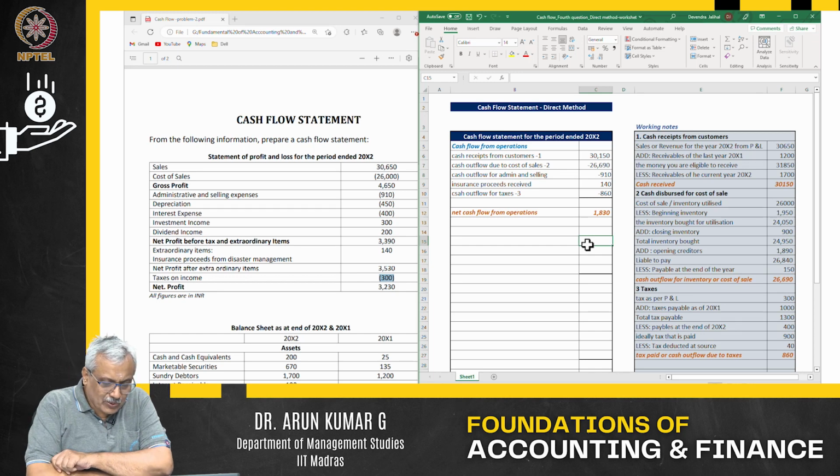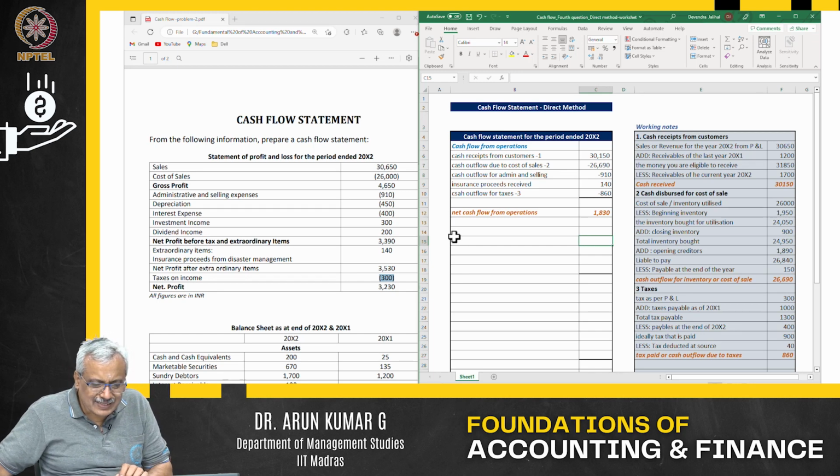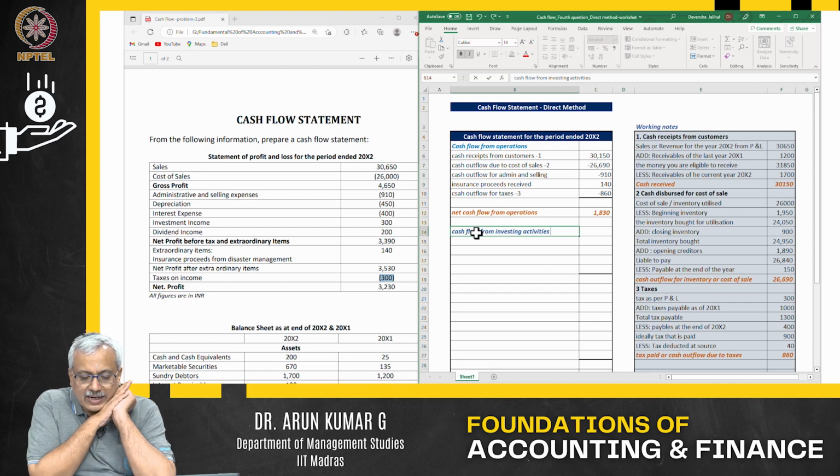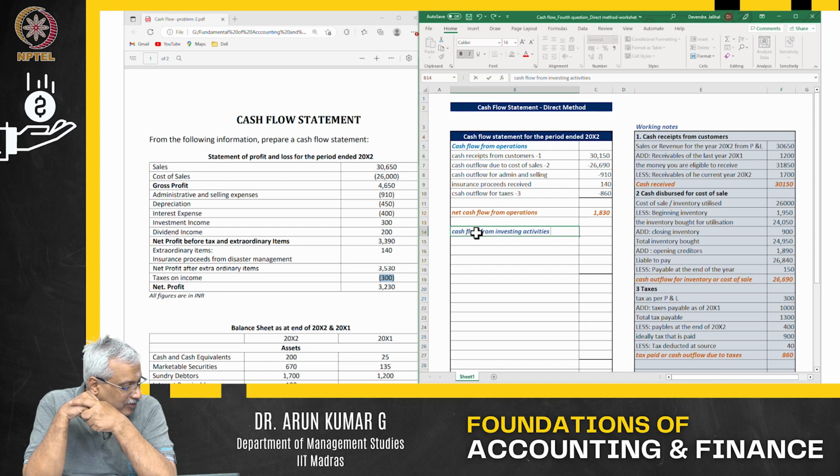Next, we move to cash flow from investing activities. That is, I have invested money that is giving me return, whatever it is. Or I am investing money, cash outflow, cash inflow, whatever it is. Let us look at it.